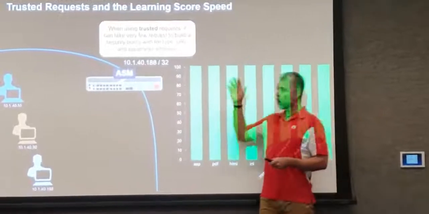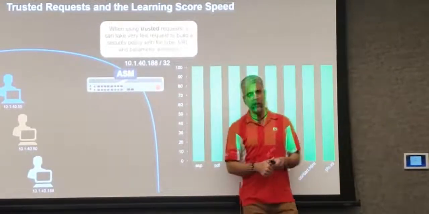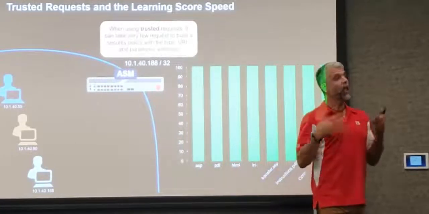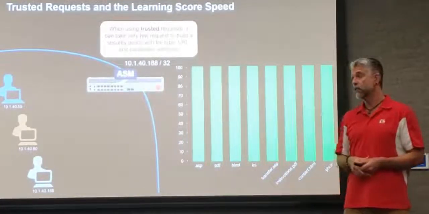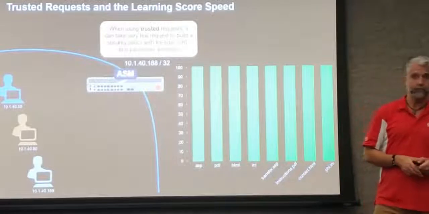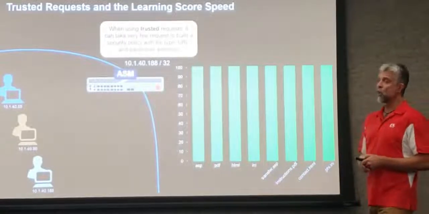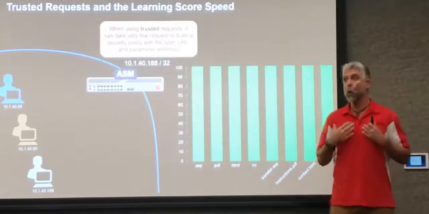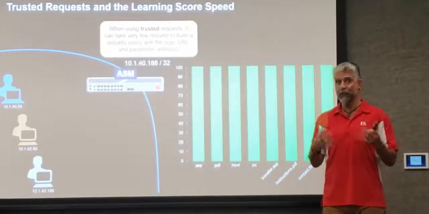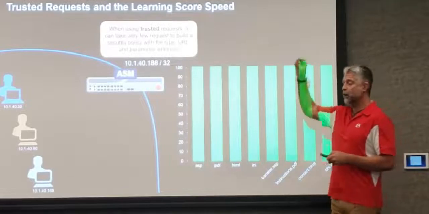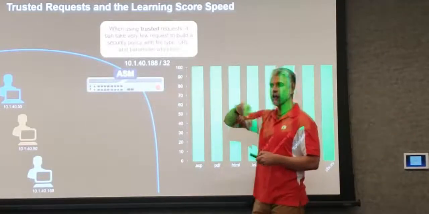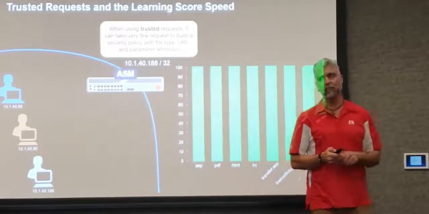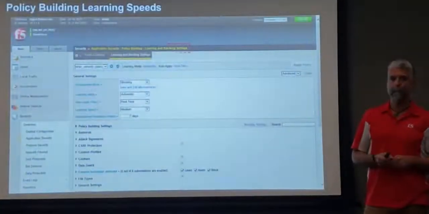So when I'm using trusted requests to build my security policy, I can build it much faster. And as a reminder, we can use a combination of trusted and untrusted, but I'm going to put more of my emphasis on my trusted requests. So I can quickly create file type whitelists, URL whitelists, and parameter whitelists. That's pretty cool.